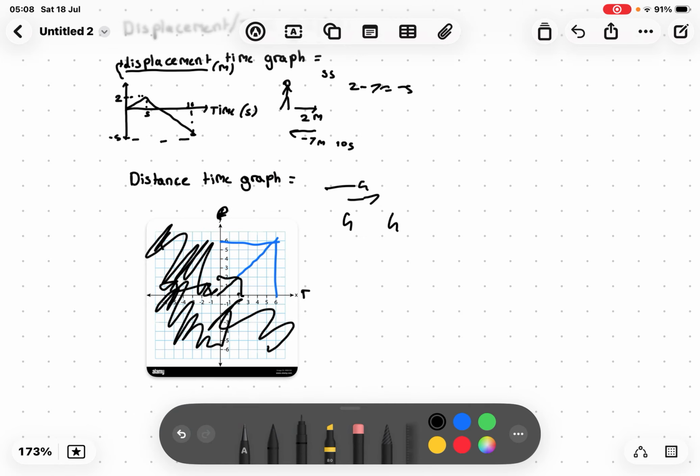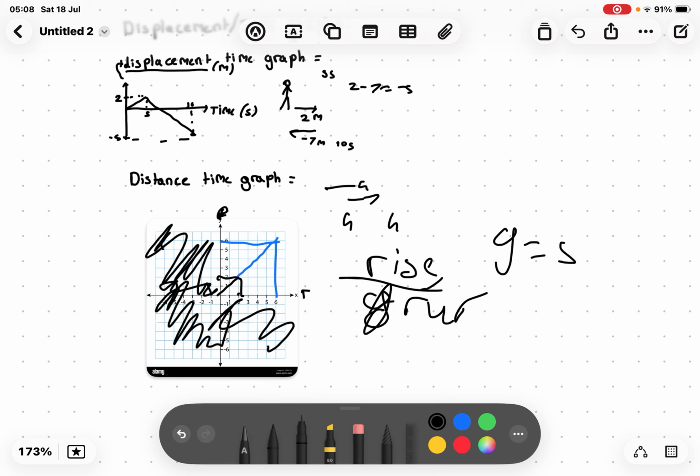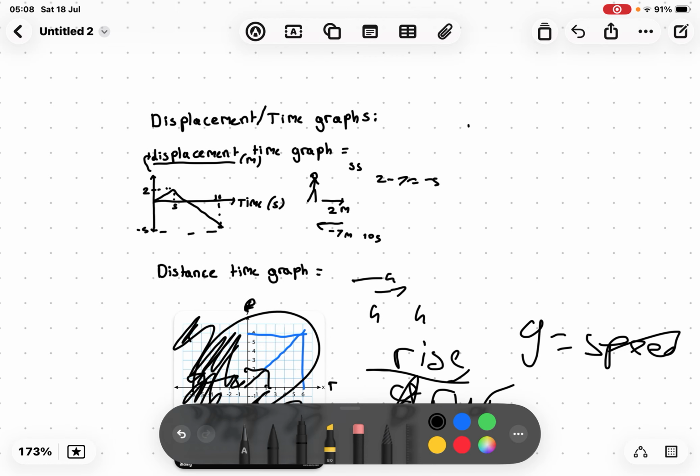And the difference between these two over here, for example, we can know how many meters per second. So it's going to be, again, rise over run, like the gradient. So gradient equals speed in here. However, here the gradient equals velocity because it can be negative.